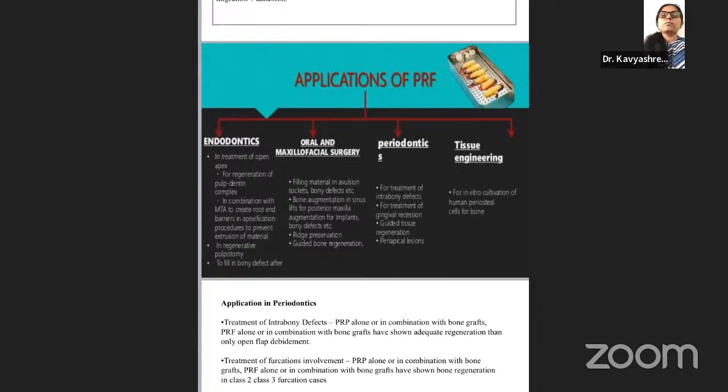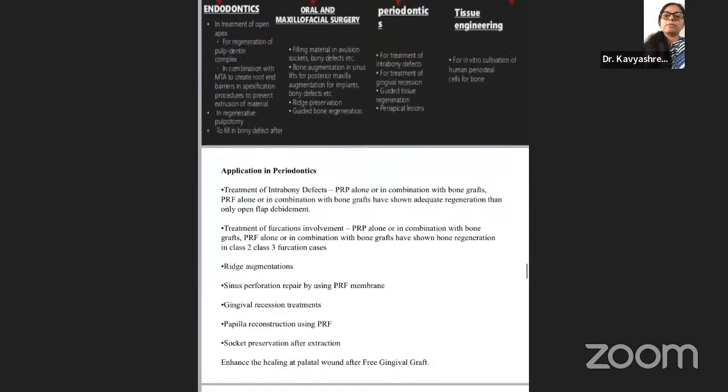For extraction sockets, if we have to preserve the socket, then we can use PRF as a filling material or to fill any bony defects. And for bone augmentation in sinus lift procedures during implant placement for the maxillary arch, this can be used as a bone augmentation material. And for ridge preservation in older or younger patients, for example if there is any trauma, excision or resection such as a mandibulectomy, PRF can be used for ridge augmentation as well as preservation of the ridge. It can also be used for guided bone regeneration, and in tissue engineering for in vitro cultivation of human periosteal cells of bone. Coming to periodontics, which I will be explaining in detail.